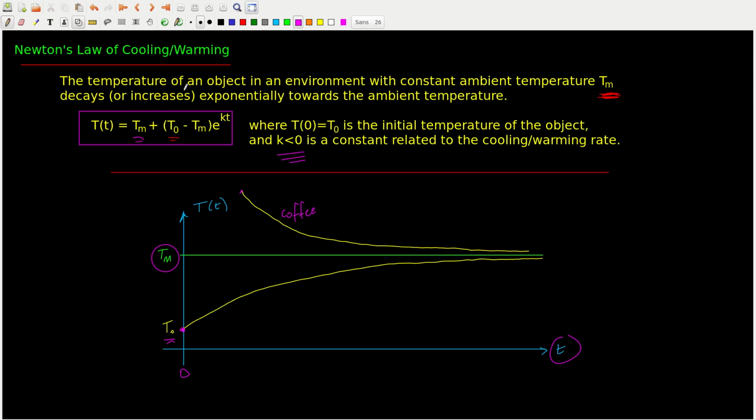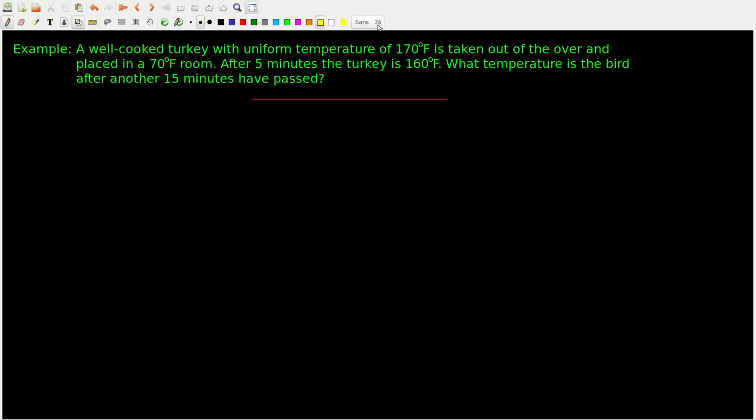So let's look at an example. Let's suppose we've just taken a turkey from the oven and the turkey is uniformly 170 degrees, so the entire turkey is 170 degrees, and the room that we placed the turkey in is 70 degrees Fahrenheit. So after 5 minutes, the turkey has cooled a bit to 160 degrees. That information lets us find the constant. We know that the room is 70 degrees, that's our ambient temperature, the T sub m. We know that the turkey itself is 170 degrees initially, and that gives us some constants to plug into our formula. Our job is to find that K.